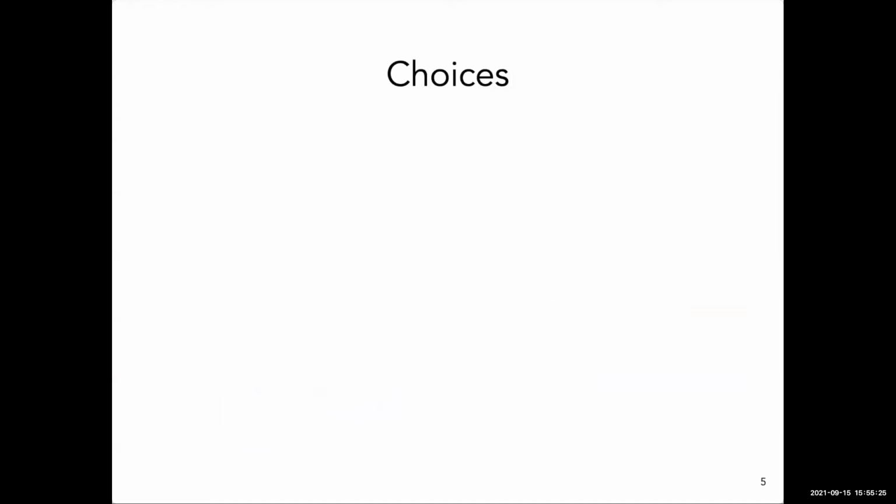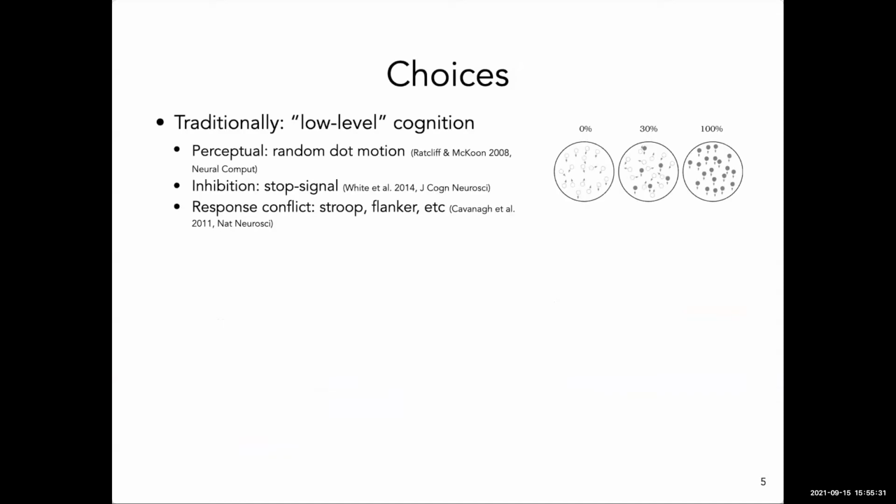right? So just to give you an overview of how DDM has been used in the past in regards to choices, traditionally it's been used to try and explain what I'm calling low-level cognition. What I mean by low level is things that are a little bit more perceptual. So random dot motion tasks, for example, inhibitory tasks like the stop signal task, or tasks that require attending to response conflict. So you're probably familiar with the Stroop tasks, the flanker tasks. And so when you need to exert cognitive control, the drift diffusion model can give you an explanatory set of mechanisms as to how people are responding in these tasks.